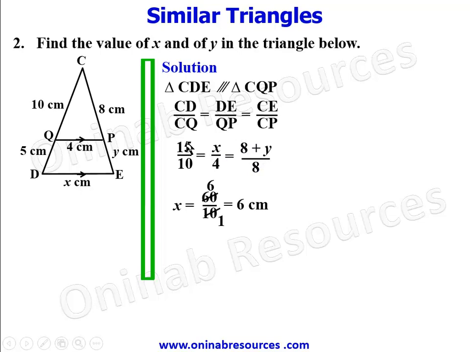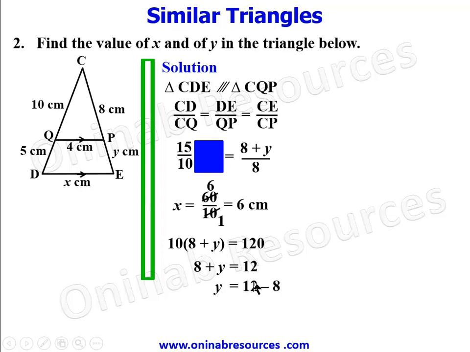Again, we pair the first ratio here with the third ratio. Then we keep the center ratio. By cross multiplying, we have 10 into 8 plus y is equal to 15 times 8, which gives 120. Then with this, I can divide both sides by 10. If I divide this by 10, I have 8 plus y, divide this by 10, which gives 12. So taking this to this side, I have y equal to 12 minus 8. 12 minus 8 is equal to 4 centimeters. And with this, we have done justice to problem 2 by finding the value of X and of Y. So we go to the next problem.